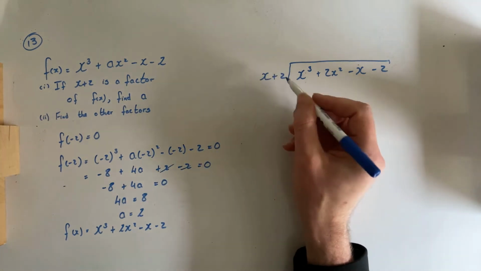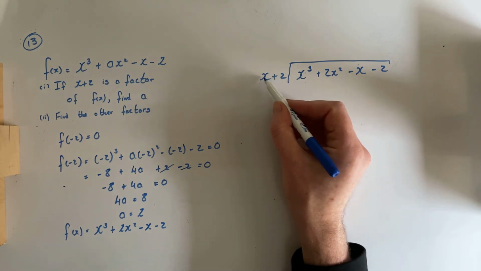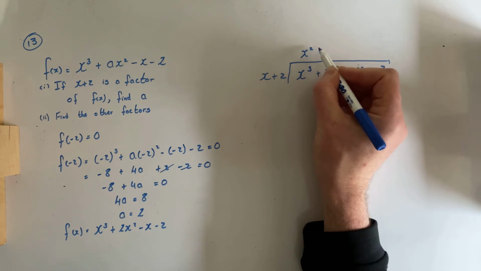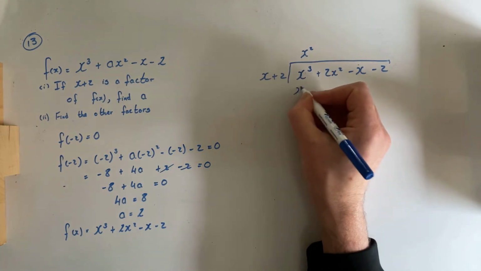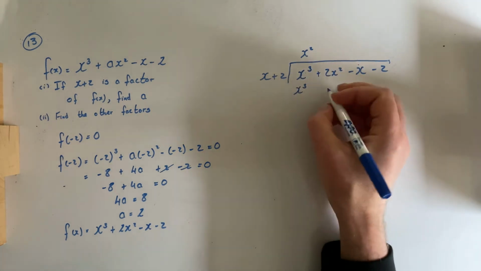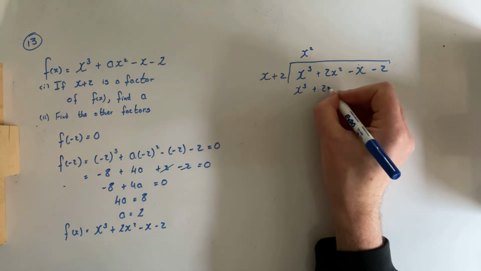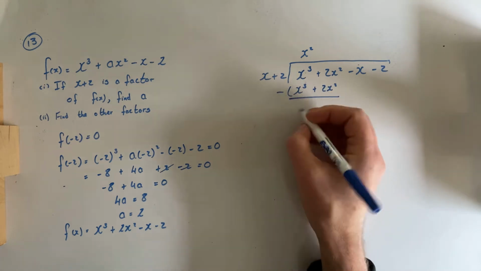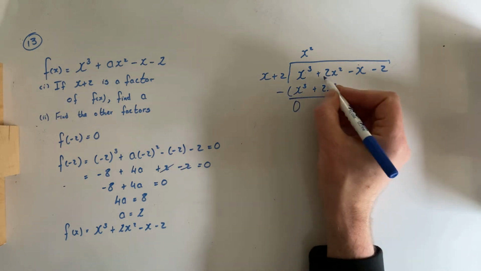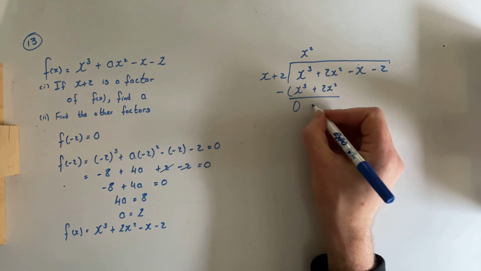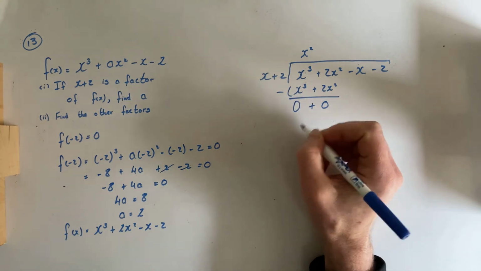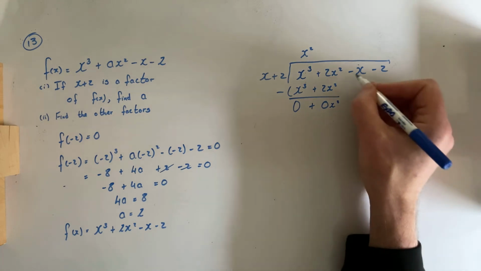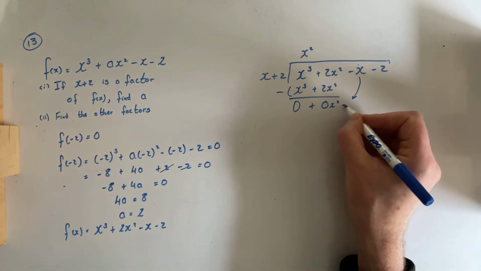Okay? To divide, I'm going to ask myself, what will I multiply x by to get x cubed? That would be, of course, x squared. x squared times x is x cubed. x squared times positive 2 is positive 2x squared. I will subtract. x cubed minus x cubed is 0. 2x squared minus 2x squared is also 0. And so I have, if you like, 0x squared. I will bring down my negative x.